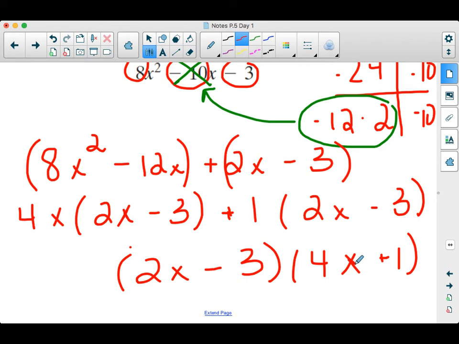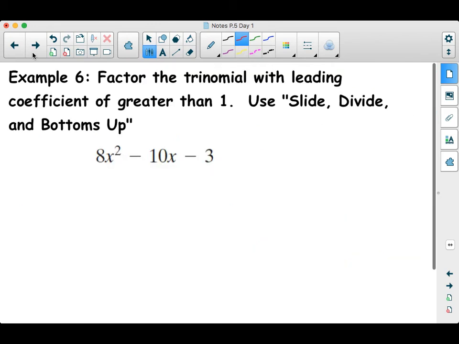All right. In the next slide is that same problem doing a different method. You might like this method, you might not. You might like the AC method that we just did, but it's just a tool for you, because these are probably the hardest types of factoring problems, when you have that leading coefficient greater than 1 in a trinomial. So the nickname: slide, divide, and bottoms up. So I'm going to take care of the slide first.